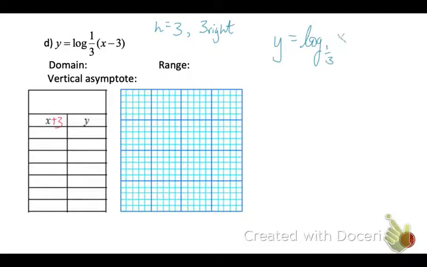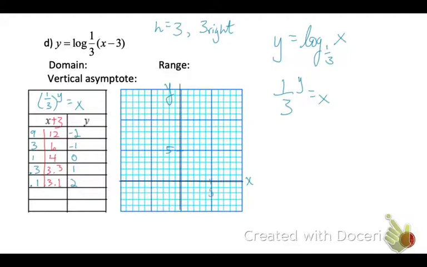Our equation without that h value is y equals log base 1/3 of x. And in exponential form, that's 1/3 raised to the y equals x. Then go ahead and put the +3 in your table by the x values. Since our y is our exponent, we're going to plug in values -2 to +2 for y. We will get 9, 3, 1, 1/3, and 1/9 for our x values, and then add 3 to all of those for our shift. So 12, 6, 4, 3.3, and 3.1.